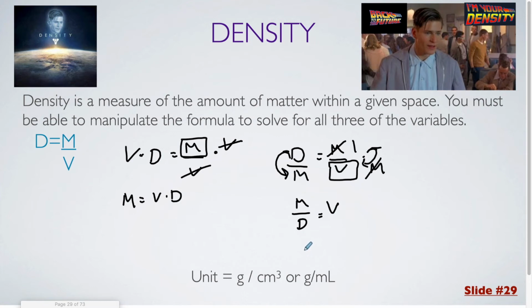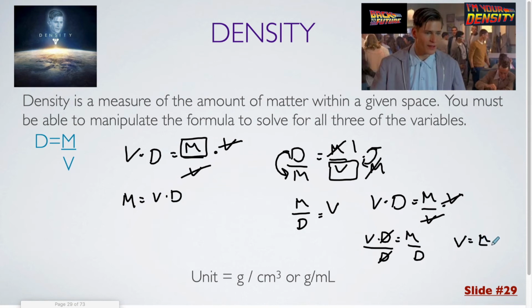An alternative is that you can actually solve the equation a different way. So let's again start with D equals M over V. The first thing that we can do is multiply both sides by volume, just like we did in our previous example when we were trying to find mass, just to get it out of the denominator. Now that it's out of the denominator, I can divide both sides by density in order to get volume by itself. So volume is equal to mass over density. And this is the same exact equation that we ended up with over here.